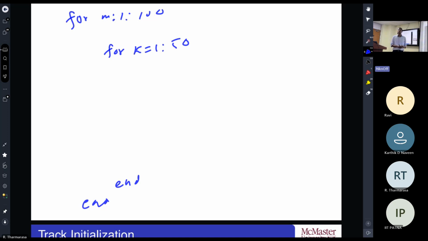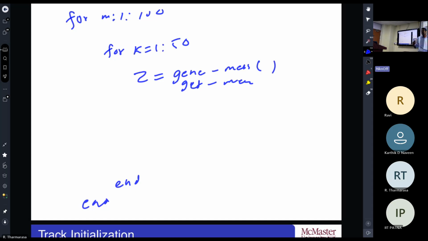That's the normal tracking. Then what you do is you generate or get the measurement from data. Are you okay with that? So we are going to generate measurement if it's simulated. If it's a real problem, you get the measurement from a CSV file or network, whatever it is, you get the data. Once you get the measurement, then we are going to do the tracking.